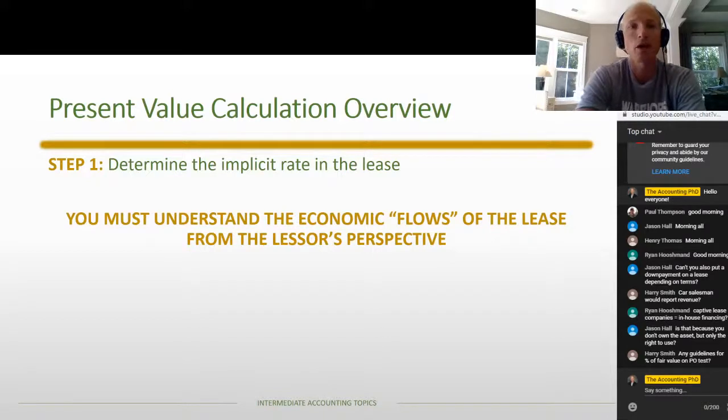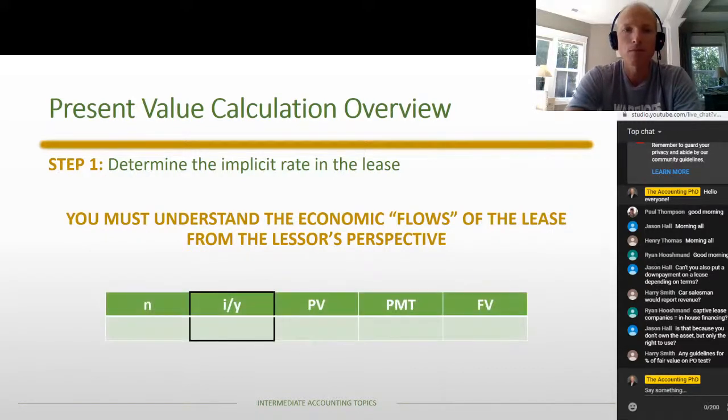So again, you have to understand the economic flows of the lease from the lessor's perspective. You need to adopt the lessor's perspective in order to understand what the lessor is expecting to receive in terms of a rate of return. Okay, so thinking of the present value calculation using our time value of money calculator, I've laid it out. Essentially what we're doing is we're solving for the I/Y from the lessor's perspective.